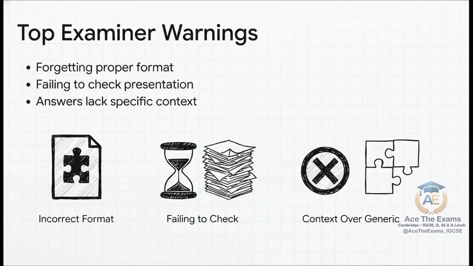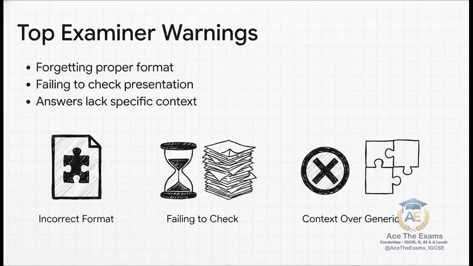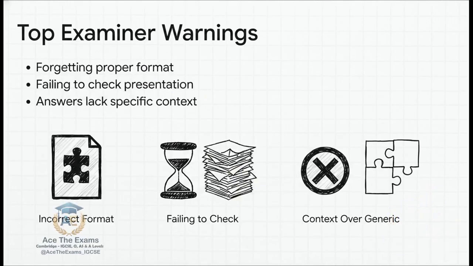All right, let's get back to the final audit. The principal examiner reports reveal the top 3 compliance breaches that will tank your score. Number 1, forgetting to include the proper format entirely, which just bleeds away incredibly easy method marks. Number 2, failing to check your presentation conventions before the exam clock runs out. And number 3, which is absolutely the most fatal liability of all, providing generic, memorized answers that are not specific to the given context of passage 1.